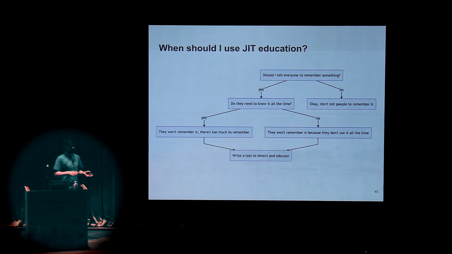And if they do need to know it all the time, remember that they won't remember it because there's too much to remember. I know that's a lot of remembering, but if they do need to know it all the time, or they don't need to know it all the time, they'll never remember it because they don't use it all the time. And in the end, I always recommend just to write a test to detect and educate instead of telling people to remember or not remember and make the right decision 40,000 times a day. And so I think this is a pretty helpful chart. It has a lot of options to go through, and yeah, TLDR, just write tests.